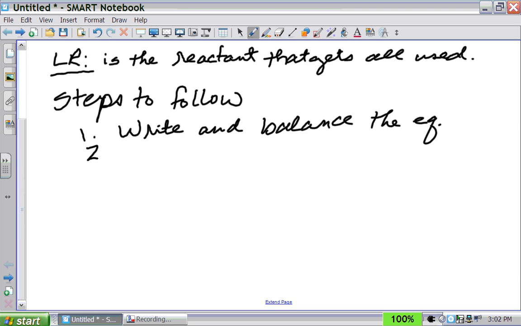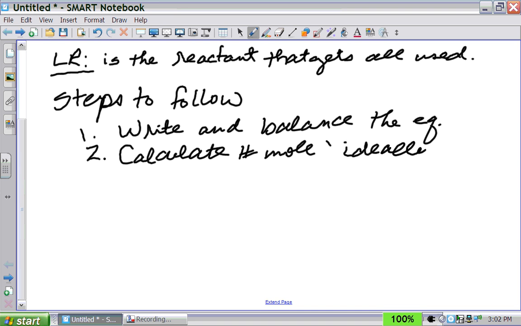Number two, we want to calculate the ideal number of moles available. I'm going to use a term here that I've been using in class, and that's "ideally." That doesn't mean that this is what you have to work with. This is saying that in the balanced equation, we have this number of moles plus this number of moles of reactants, and this number of moles of product and this number of moles of product. It's very important that you know what you're dealing with.